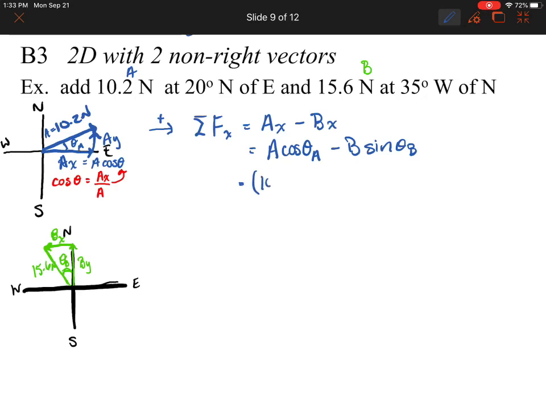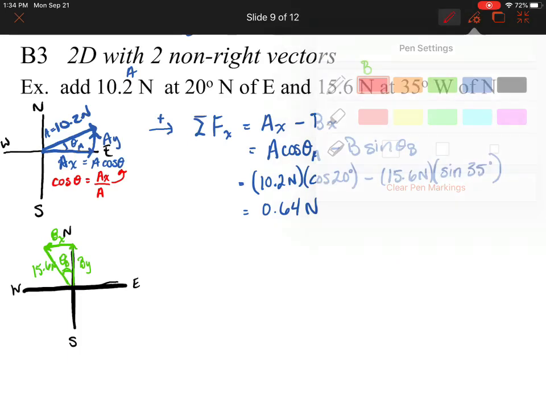Well, A again is 10.2 newtons times cosine of 20 degrees minus vector B, which was 15.6 newtons times sine of 35 this time, because in the x direction it's the opposite side this time. Okay, and there we go. So we can just calculate that, and you should get an answer of 0.64 newtons.